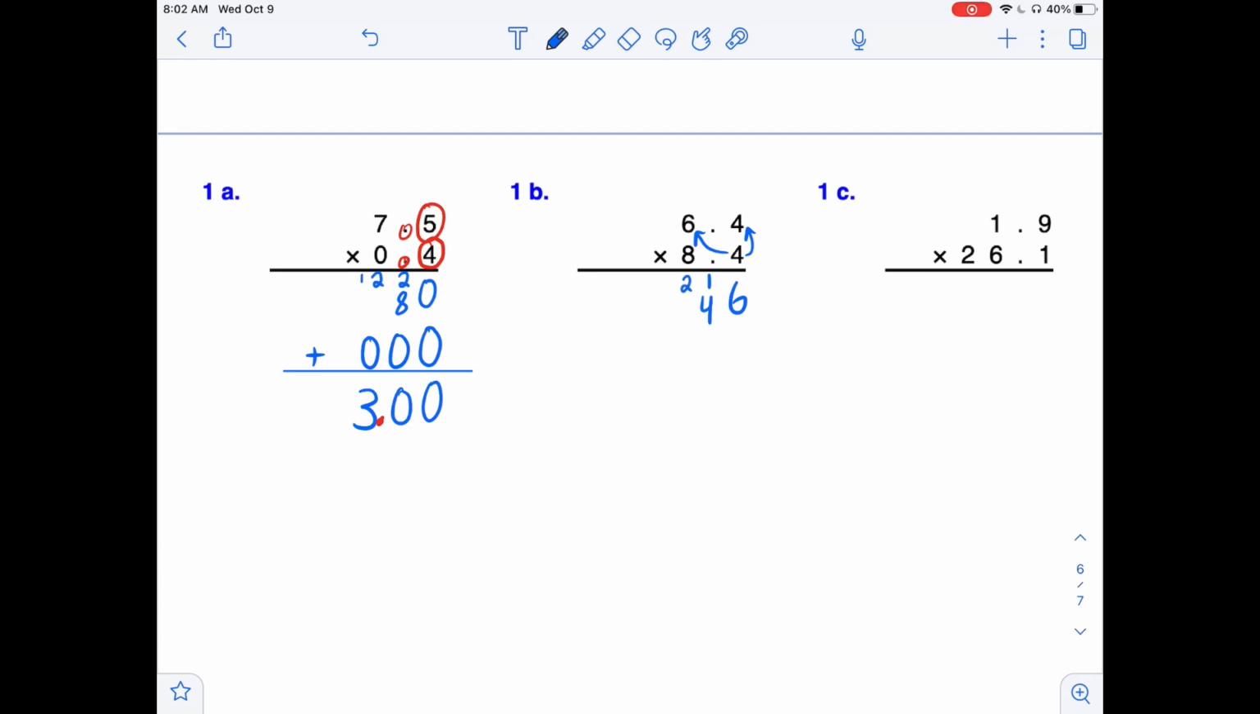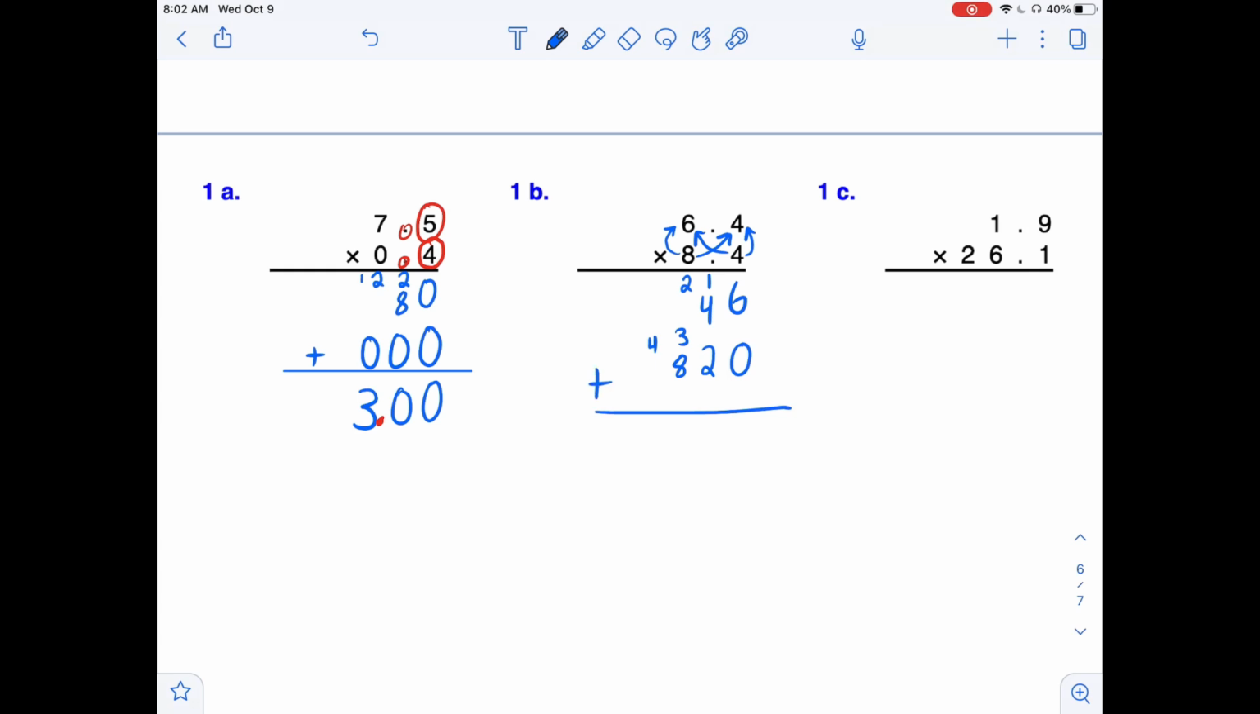8 times 4. First I add the 0, then 8 times 4 is 32. So 2 and then carry the 3. And then 8 times 6 is 48. So I'm going to write down the 8 and then carry the 4. Finally, I have to add all of this together.